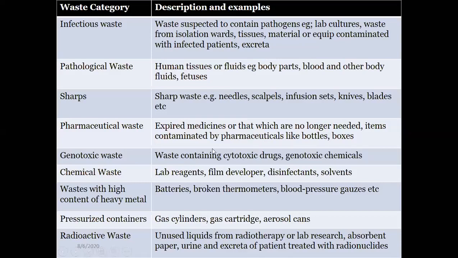Chemical waste includes lab reagents and waste with heavy metals like mercury thermometers, mercury sphygmomanometers, and batteries with mercury, lithium or lead toxicity. There are also pressurized containers like gas cartridges, aerosol cans and gas cylinders, and definitely radioactive waste for research and diagnostic purposes. Radioactive materials are increasing day by day, which creates another set of waste.